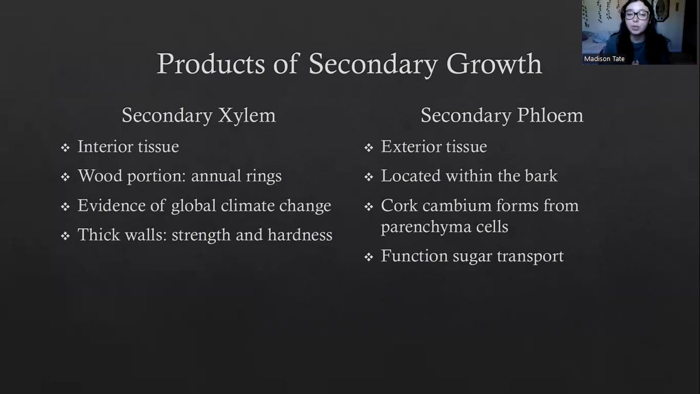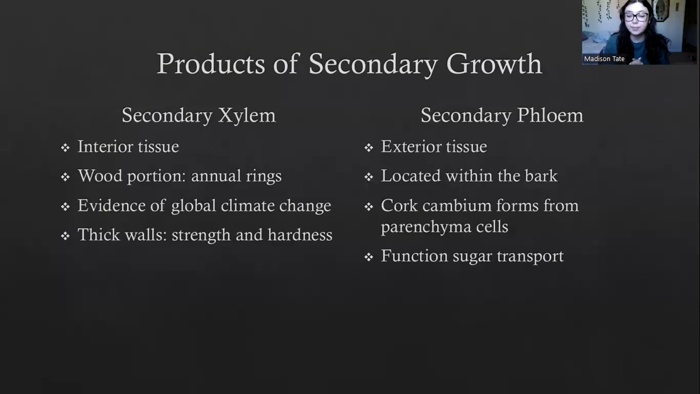Some evidence of global climate change is the comparison of old wood patterns compared to the ones today. And the reason why these rings are visible is the unevenness that takes place throughout the growing season or just the year in general. And secondary xylem is also where the wood gets its strength and hardness.